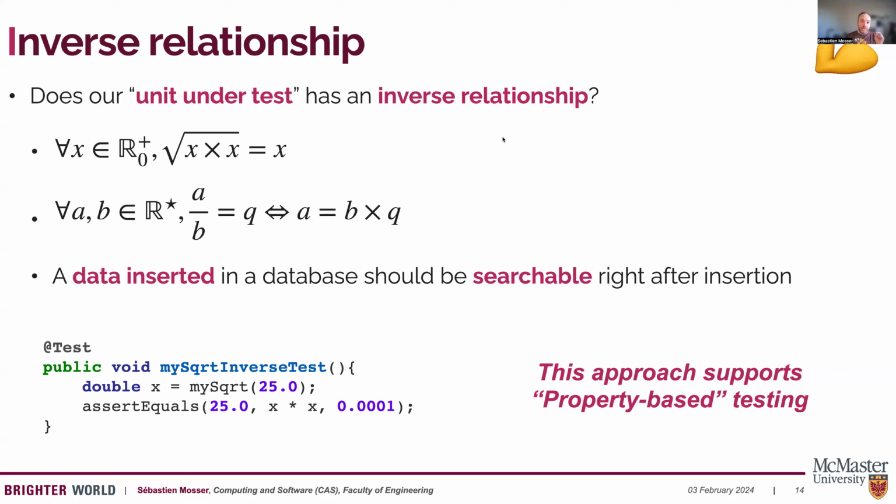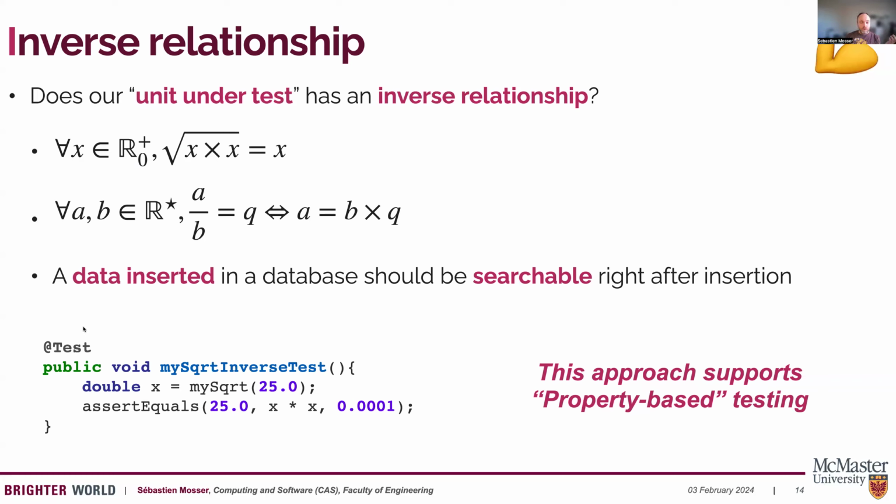So for example, if I take data and put it in the database, my inverse relationship is that if I look for it, I should be able to find it. That's the kind of thing you can think of. If I'm doing something and I have a way to come back, I need to check this. This is not just about doing something, that's the first level of testing. It's also being able to come back.